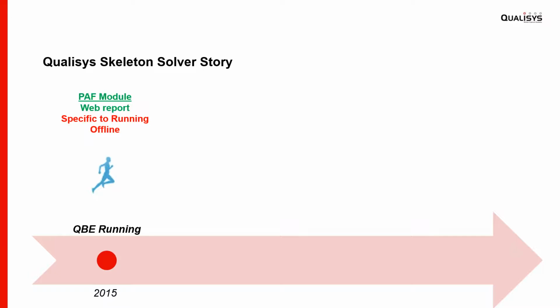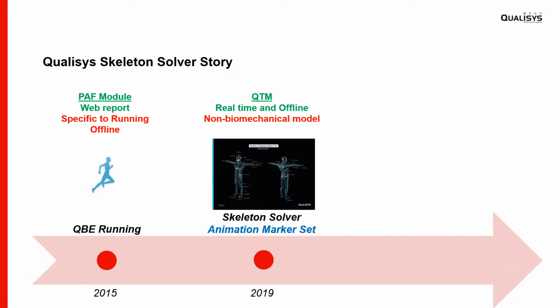In 2019, we decided to implement a skeleton solver with one skeleton model, which is the animation marker set. In this case, we have something a bit more generic. It's inside QTM and can be used in real time and offline. But unfortunately, since our focus was animation customers, we defined an animation marker set at that time, which was not using biomechanical definitions.